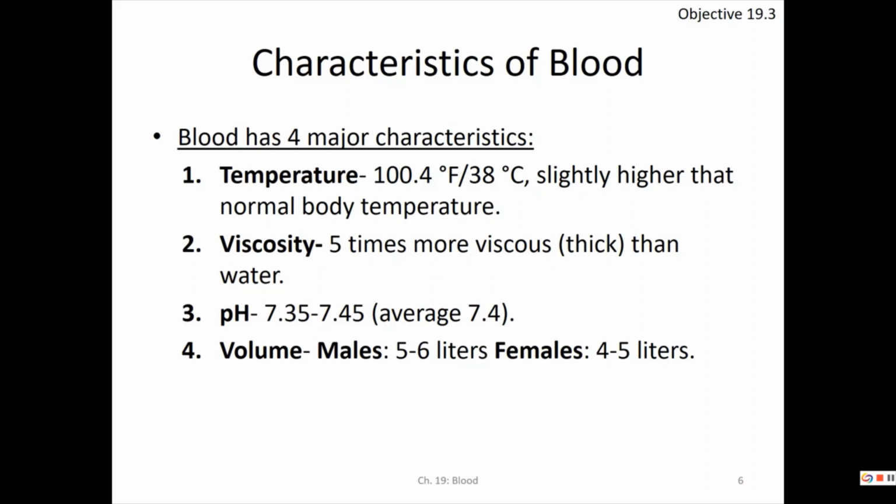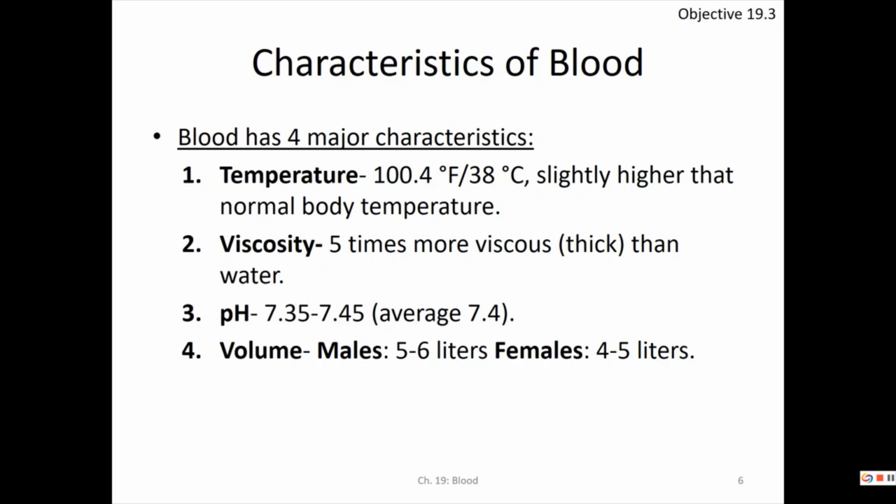Blood is 5 times thicker, or more viscous. Think about viscous. If it's viscous, think about mucus. Think about snot. Snot is an incredibly viscous material, so very thick. And then pH, blood ranges. If you have me for MP1, then you know that blood ranges from 7.35 to 7.45 in pH. That is our blood's range. It averages about 7.4 pH. I would say pay attention to that value.